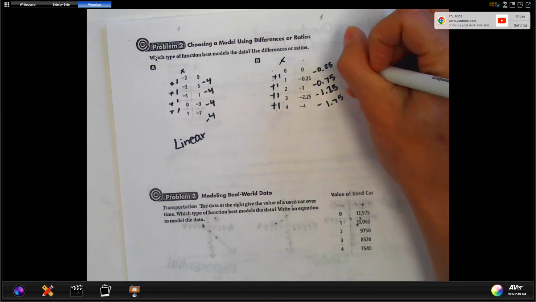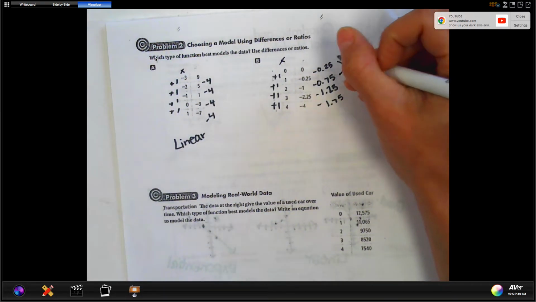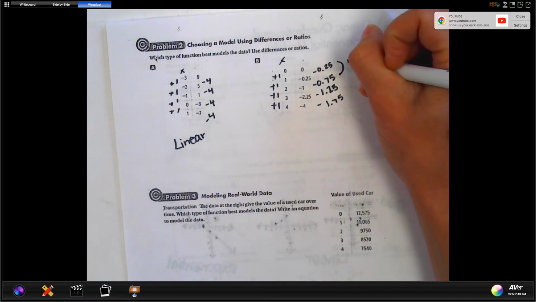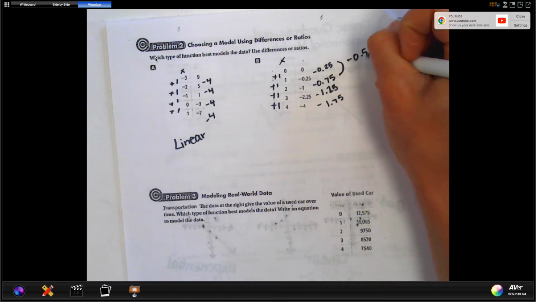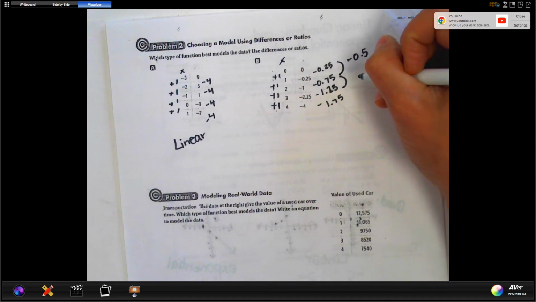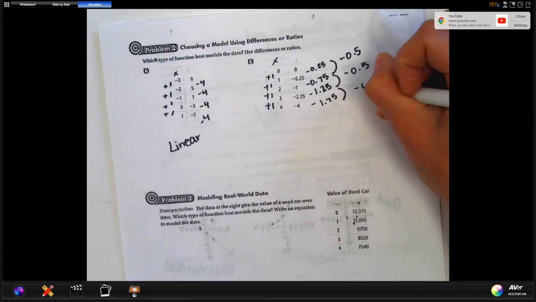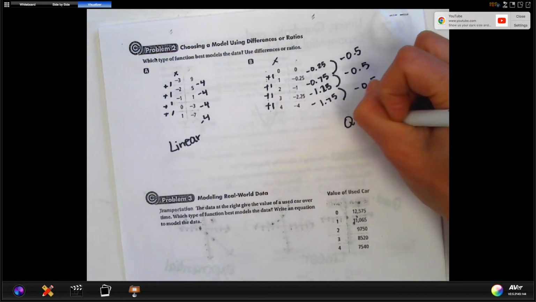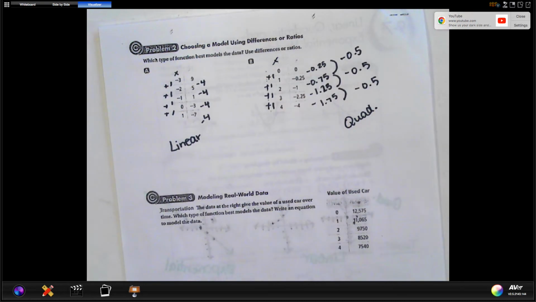Now let's see if there's a second difference here. Negative 0.5. What about here? Negative 0.5. What about here? Quadratic. So this one is quadratic, because our second difference was common. Good? Okay, one last one.